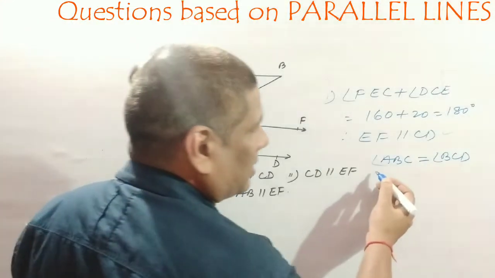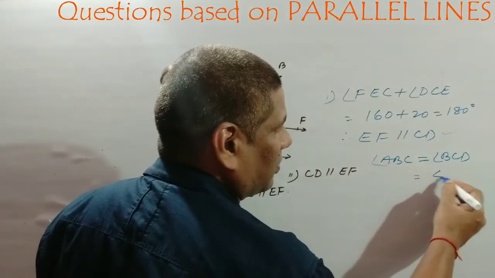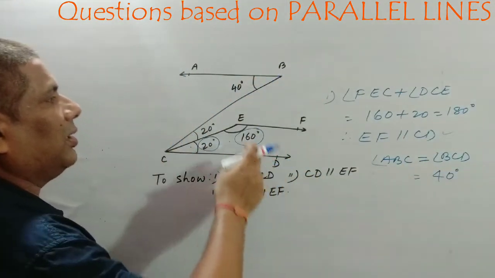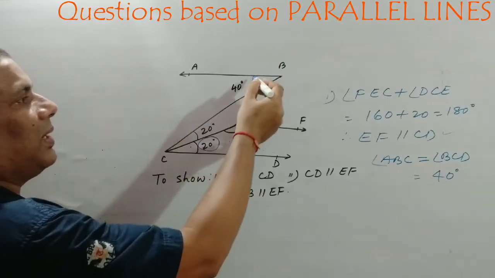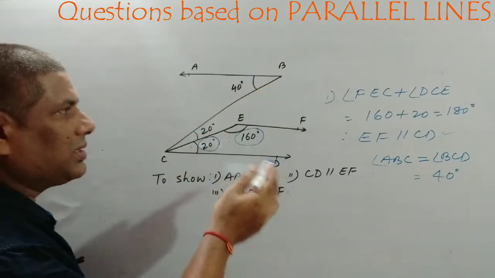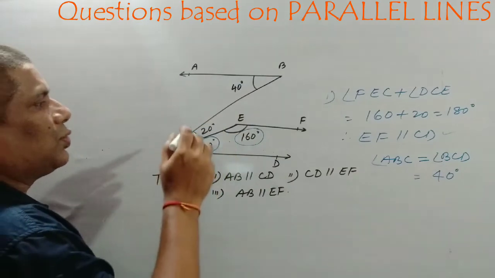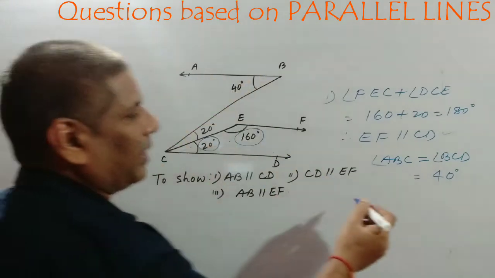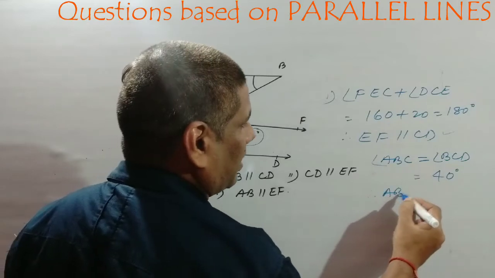Since both the angles ABC and BCD are each equal to 40 degrees, and we have studied that if two lines are parallel and this is the transversal, then alternate interior angles are equal. So here since the angles are equal, and these are alternate interior angles, AB is parallel to CD.